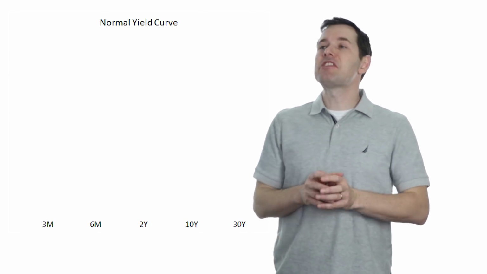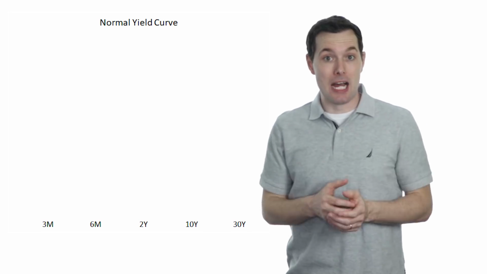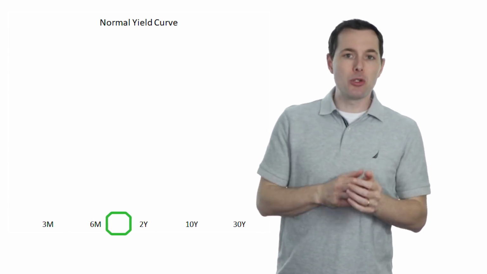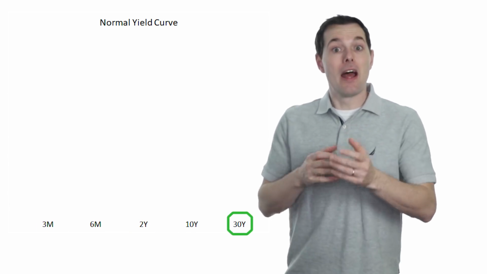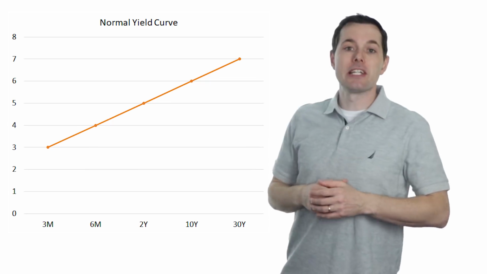So here are the very basics for a normal yield curve. On the x-axis at the bottom, we have time. And some of the more popular time periods to look at are 3-month yields, 6-month yields, 2 years, 10 years, and 30 years. And then on the y-axis, you have the yield. So this is what a normal yield curve looks like.